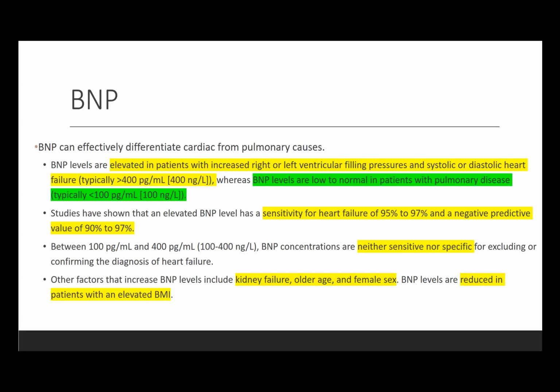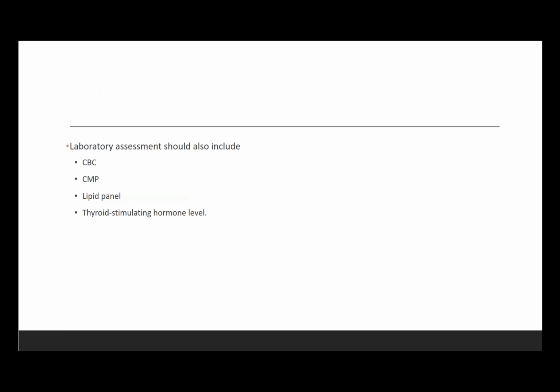The main use of BNP is to differentiate cardiac from pulmonary causes of shortness of breath. You typically do not expect BNP to be elevated in patients with shortness of breath from a pulmonary cause. Whereas from a volume overload cause, which is usually cardiac, you would expect BNP to be elevated, just along with what Darren was saying. Just basic labs that you'll get.